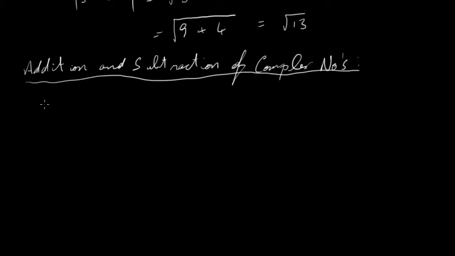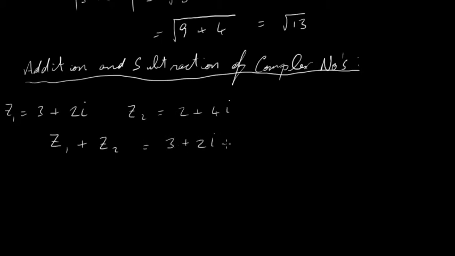So let's take, again, 3 plus 2i, and we will call that z1, and we'll call z2, let's say, 2 plus 4i. Now if we want to do z1 plus z2, that's simply 3 plus 2i plus 2 plus 4i. We want to add those two. All you do is add the real parts. There's a real part there, and there's another real part there. We're going to add those two. So 3 plus 2 will give me 5.